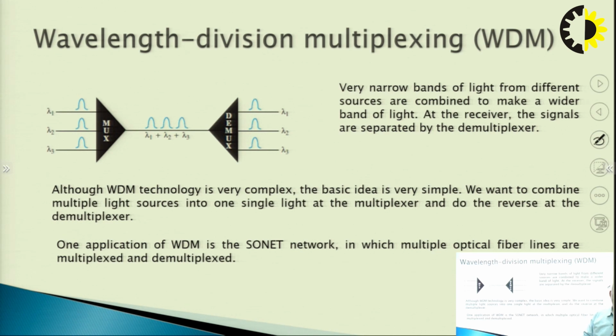Applications of wavelength division multiplexing include the SONET network, in which multiple optical fiber lines are used, by using the multiplexer and the demultiplexer.